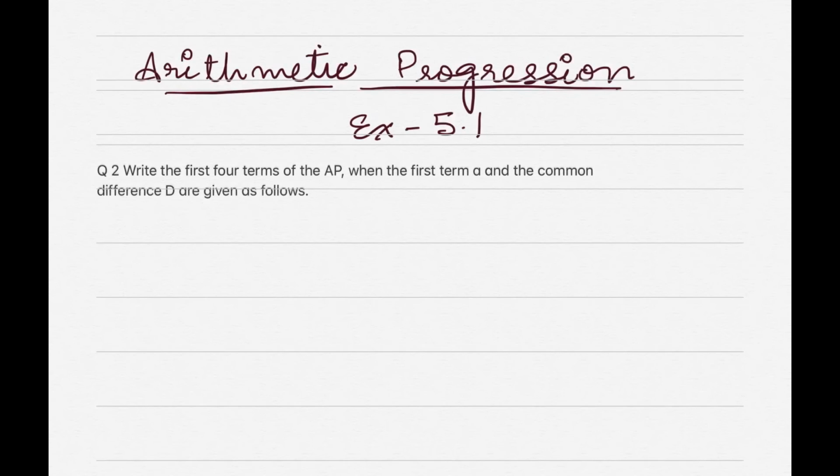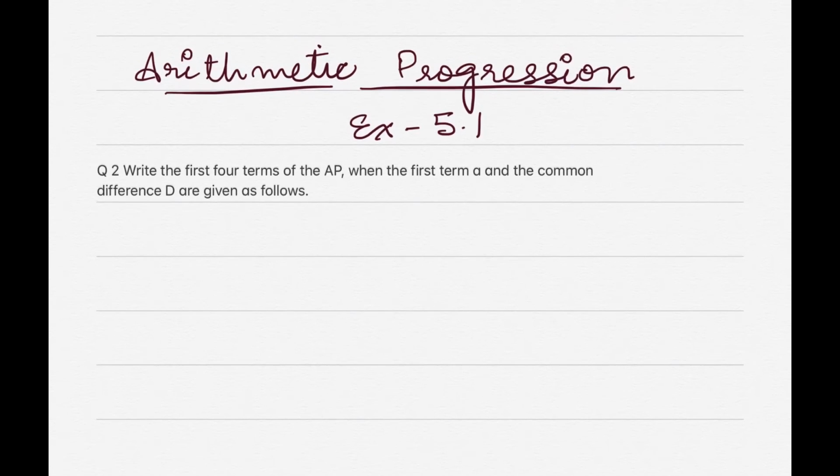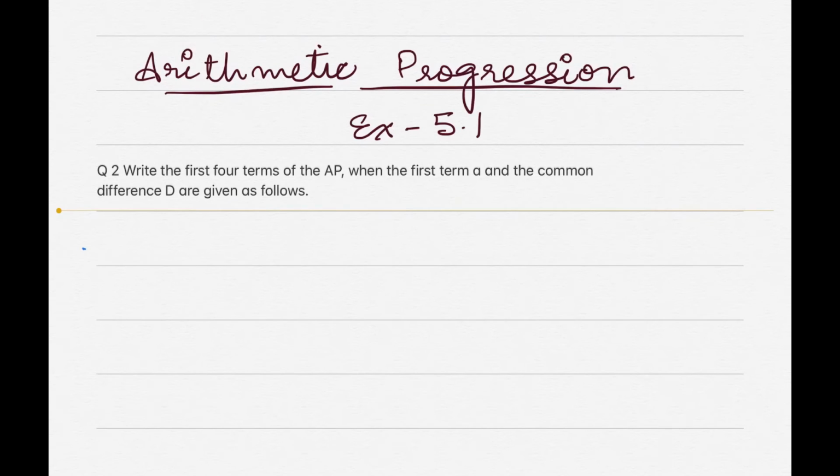Okay guys, so let's move to the second question now. The second question says we have to write down the first 4 terms of the AP when the first term A and the common difference D are given to us. So let's start with the first part. The first part says A is equal to 10 and D is also equal to 10. So first we have to write down the first four terms.